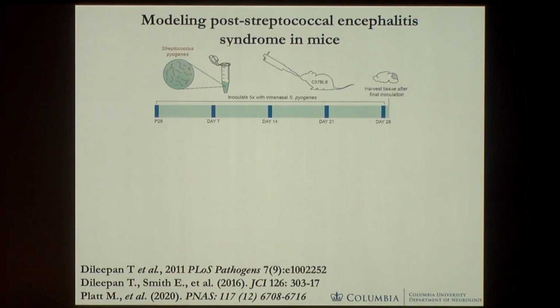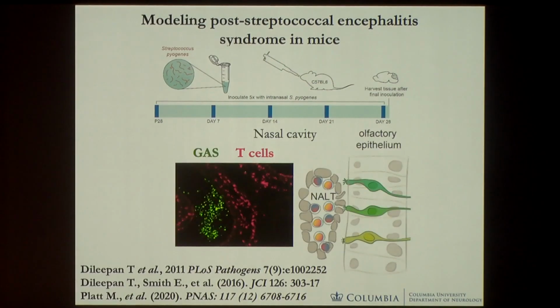So to do that, when I started my lab at UC Irvine, we decided to tackle this question by developing a new mouse model for the disease. In this model, we do intranasal infections with group A strep repeatedly for 4 weeks, because children get exposed to group A strep infections continuously. And what this has shown is that the group A strep is only present in the nose. It doesn't have an affinity for the brain. It's not like group B, which you'll probably hear about in this meeting as well.